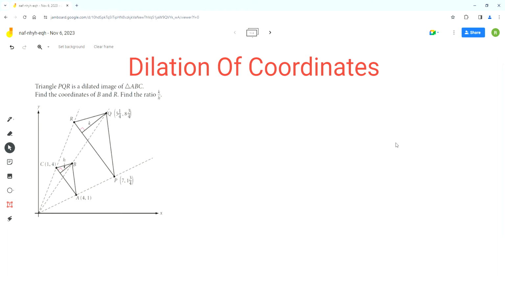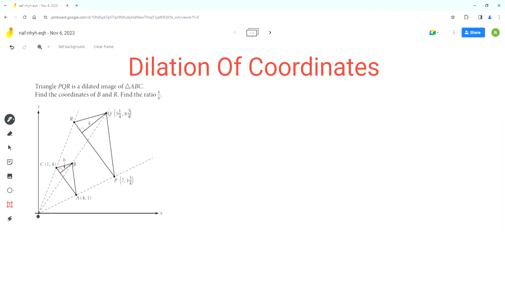So in this video, we'll solve this problem based on the concepts of dilations. As per the problem, triangle PQR is a dilated image of triangle ABC. We have to find the coordinates of point B and R, and we have to find the ratio of K over H. The first thing we can see is that the center of dilation is the origin in this case. That's the point where the y-axis and the x-axis cross each other.